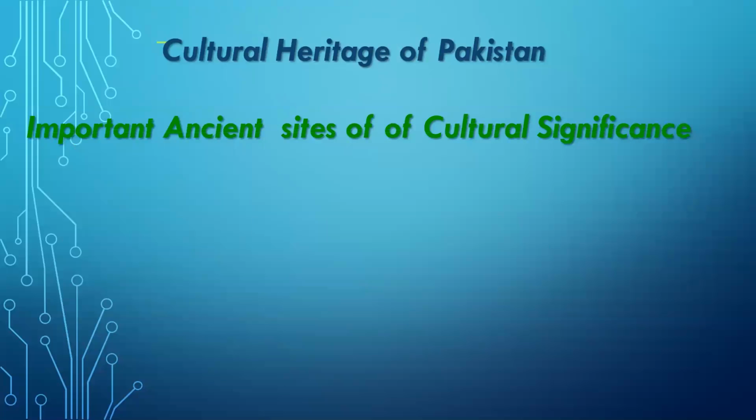Now, the next topic which we will discuss is the important ancient sites of cultural significance found in Pakistan. Number one is Kot Diji. Kot Diji is located in the province of Sindh. It can be asked in MCQs. These topics are important for MCQs and also for short questions, so underline these. Kot Diji is located in Sindh at a distance of about 24 kilometers from Khairpur.